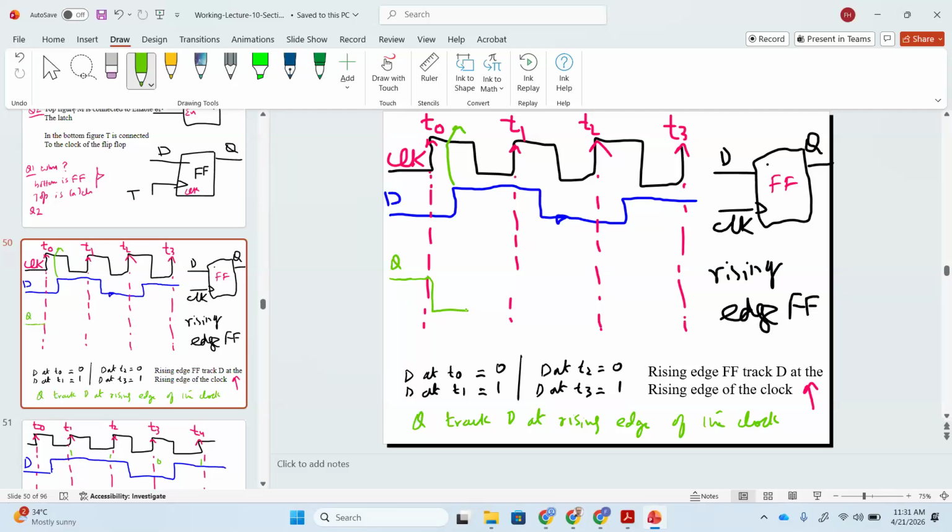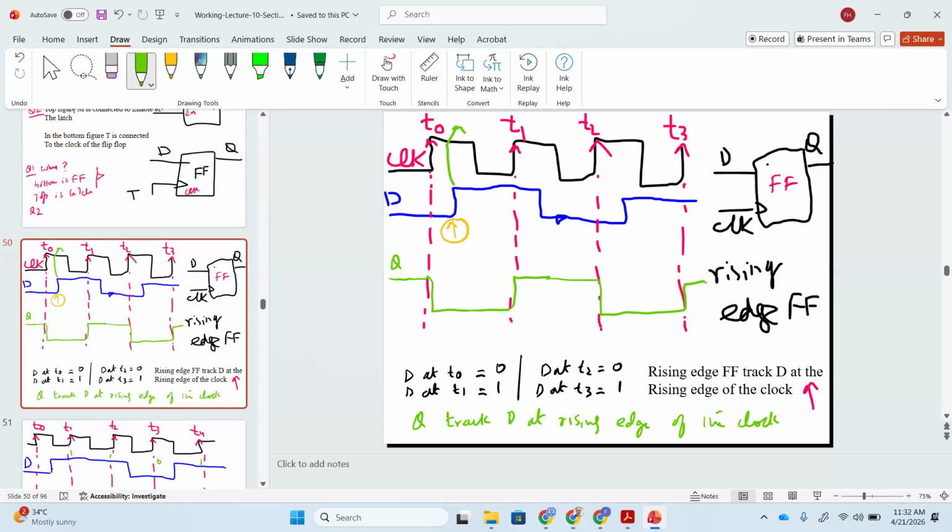Now this is an interesting observation. At this time, D is making a transition from 0 to 1, but this change will not appear on the output. Now we go to time T1. What is the value of D? It's 1, so Q will become 1. Now D is making a transition from 1 to 0 here, but this change will not appear on the output. Got it? Now we go here and it will be 0. Any question? Clear or not clear?